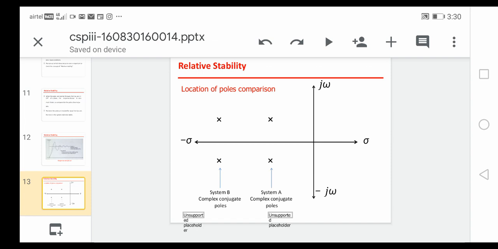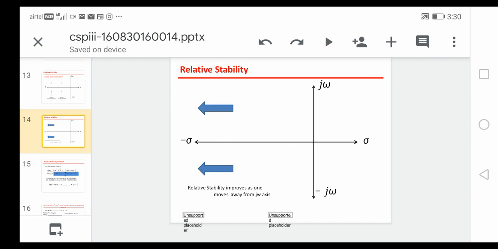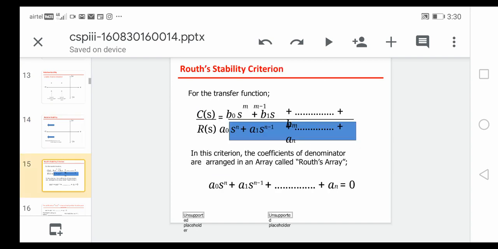If the poles are far away from the j omega axis, then the system is more stable as compared to when they are nearer to the j omega axis. Here relative stability improves as the complex poles move away from the j omega axis; the relative stability increases. To find the relative stability of a system, we need one criterion. That criterion we call the Routh stability criterion.